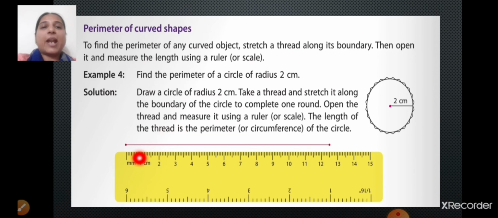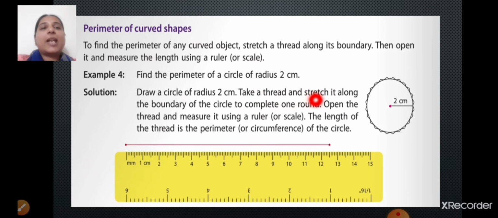You will place the pointed end somewhere like here, and then you will add 2 markings. You will place the pencil end here. Then with the help of the compass you will make the center of a circle, and then you will draw a circle of radius 2 centimeter.